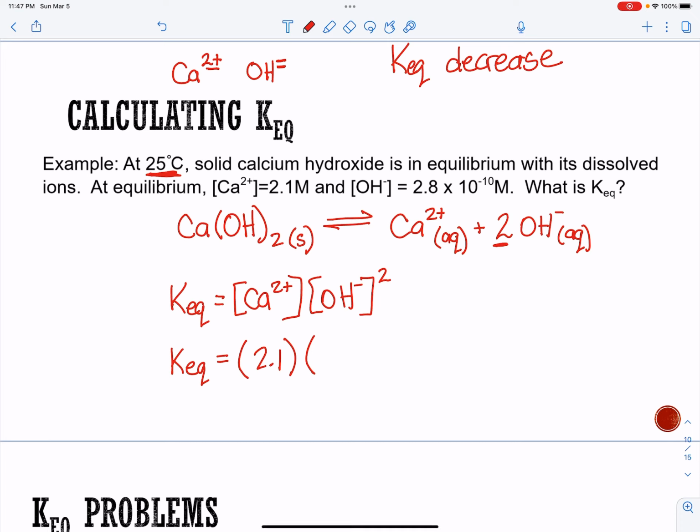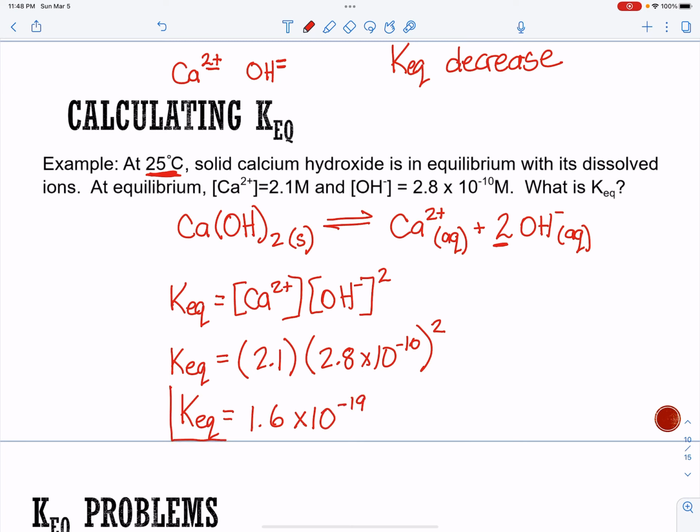Concentration of hydroxide is 2.8 times 10 to the -10 moles per liter, and I'm going to square that. Now I'm going to put it in my calculator and calculate KEQ. So I'm going to take 2.1 multiplied by 2.8 times 10 to the -10, and I'm going to square that. I get KEQ is equal to 1.6 times 10 to the -19.